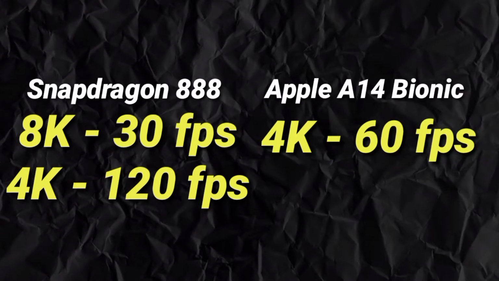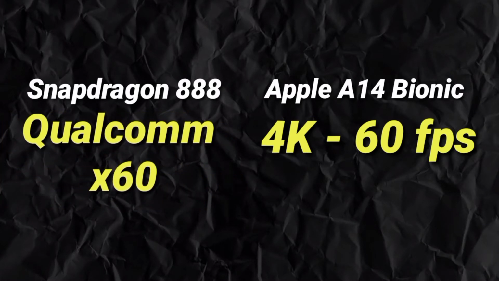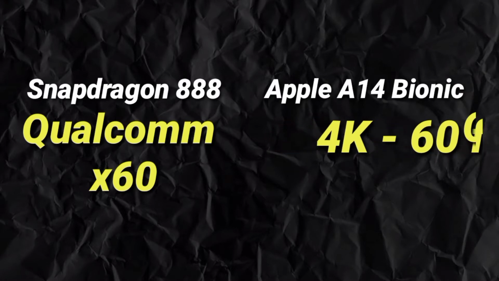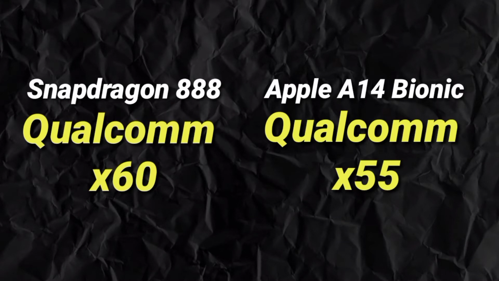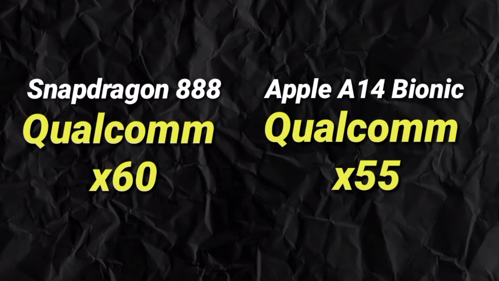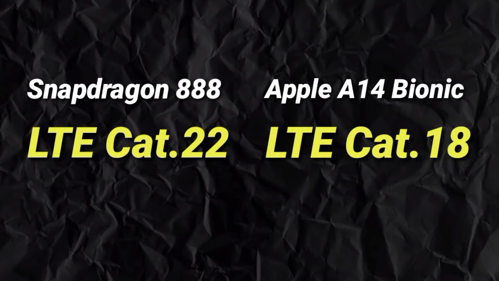If we talk about the connectivity modem of both chipsets, the 5G modem inside the Qualcomm Snapdragon 888 processor is the X60 designed by Qualcomm, and in the Apple A14 Bionic it is the X55 also designed by Qualcomm, which is the previous generation of the 5G modem. If we talk about the 4G support of both SoCs, the Snapdragon 888 uses the LTE Cat 22 modem. On the other hand, the Apple A14 Bionic uses the LTE Cat 18 modem.